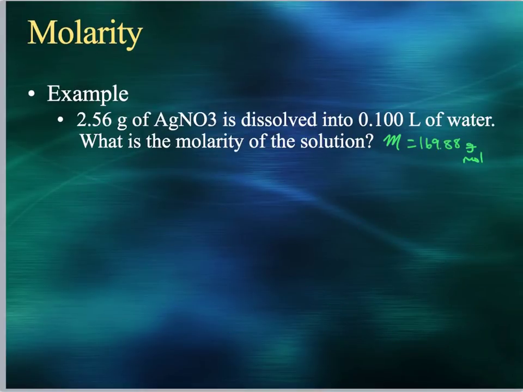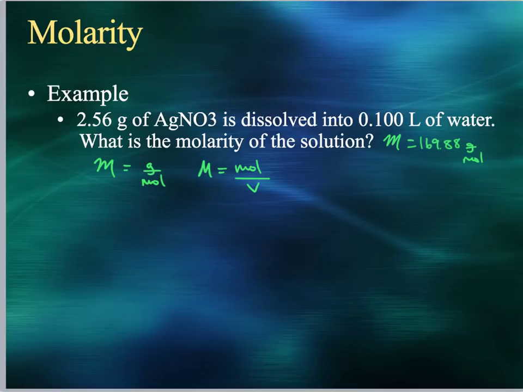All right, let's do another one. 2.56 grams of silver nitrate is dissolved into 0.100 liters of water. What is the molarity of the solution? So same thing. We've got two equations we're going to need for this. Same one: molar mass is equal to grams over moles, and molarity is equal to moles over volume.